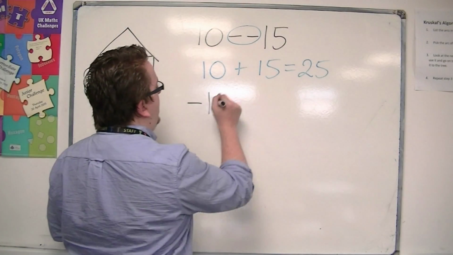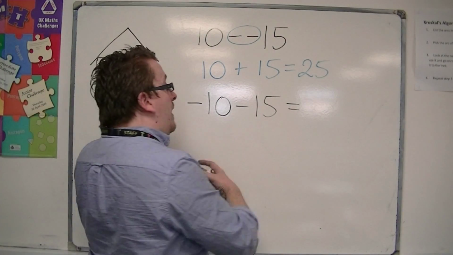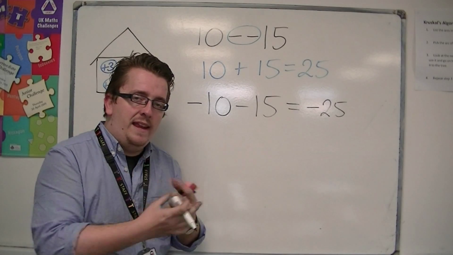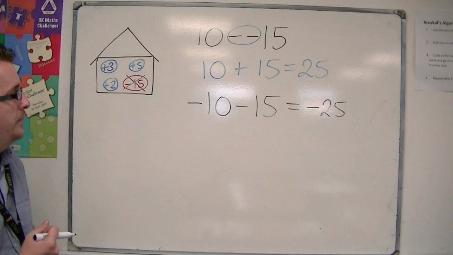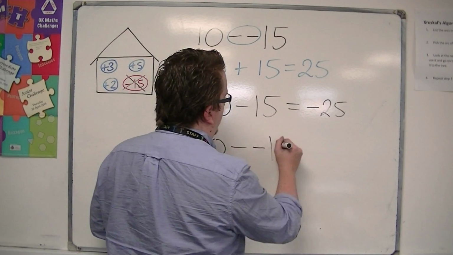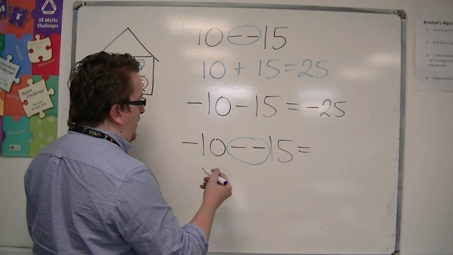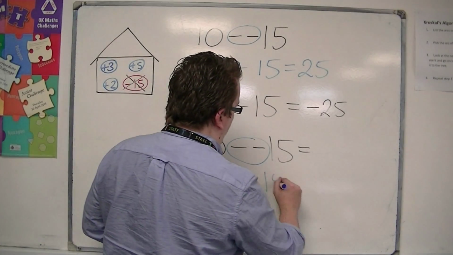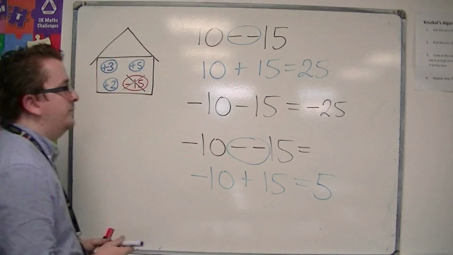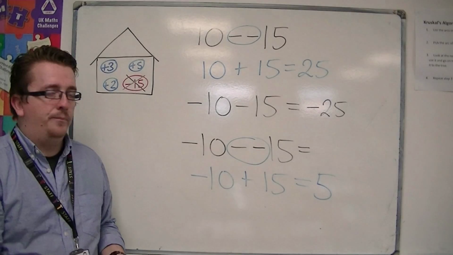So if I said -10 take away 15, well, -10 would take away 15, that would be -25. Okay, we're going down. The 2 minuses are not right next to each other, and so do not create the plus. If I then had -10 take away -15, we have an example where the 2 minuses are next to each other. And so this would be the same as -10 plus 15. And -10 plus 15 would get me to 5. So this is how we add and subtract with negative numbers.